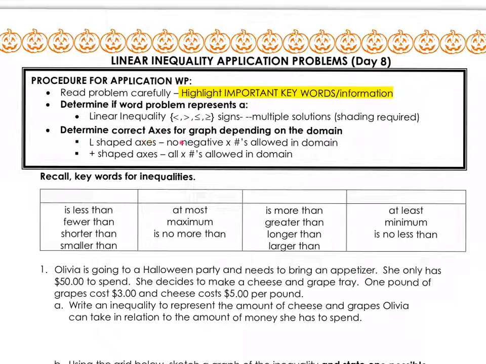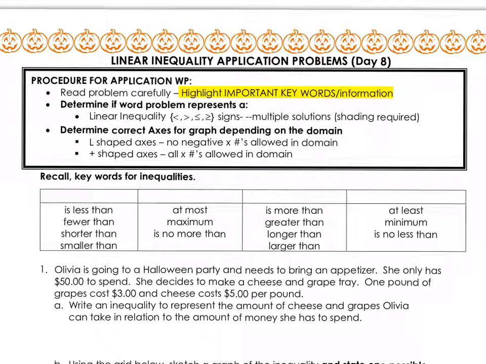So it's an L-shape if we have no negative x's allowed in the domain or no negative y's, for both of those things. And then it would be all four quadrants if all x's are allowed, or all domains, and same thing with the ranges, because we include the negatives in those.